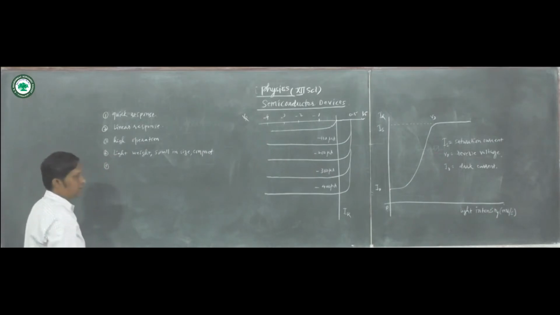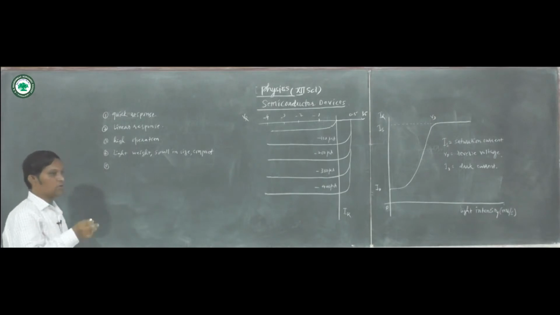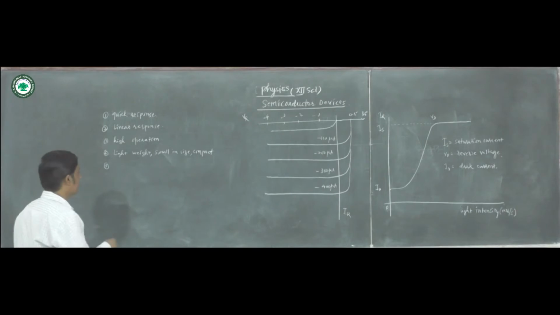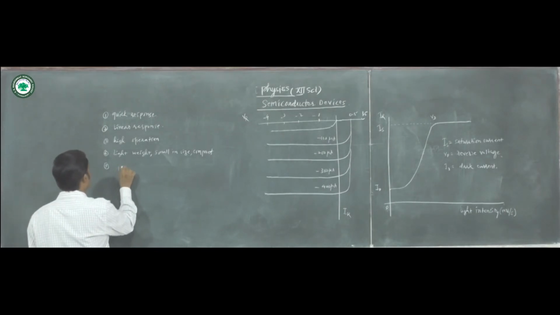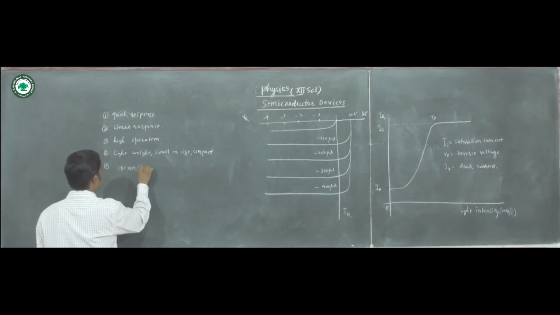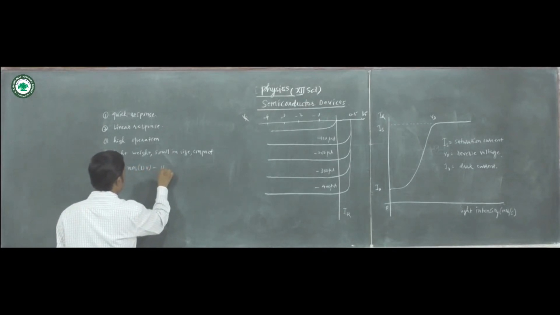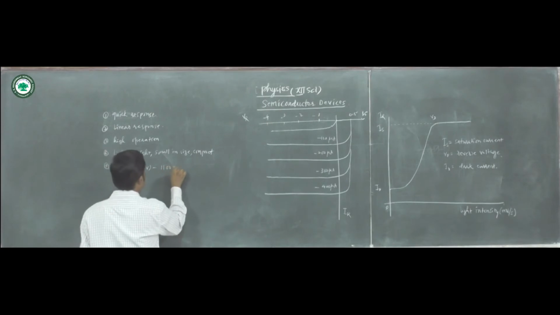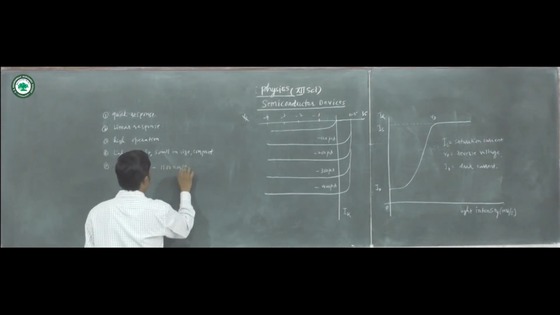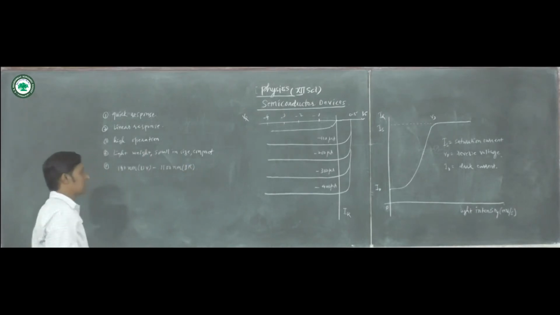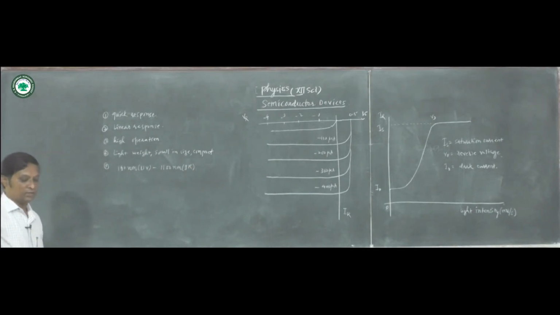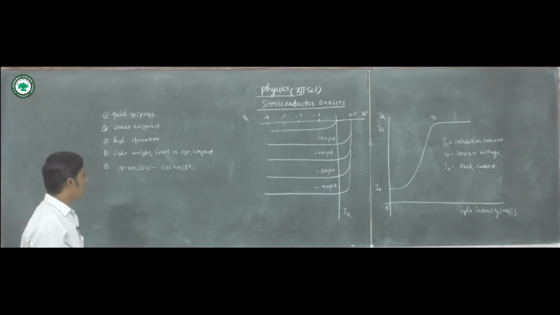Also, it responds to the spectral lines from 190 nanometer, which is the ultraviolet range, to 1100 nanometer, which is the infrared range, and it is even used for the detection of low radiation and high radiation.